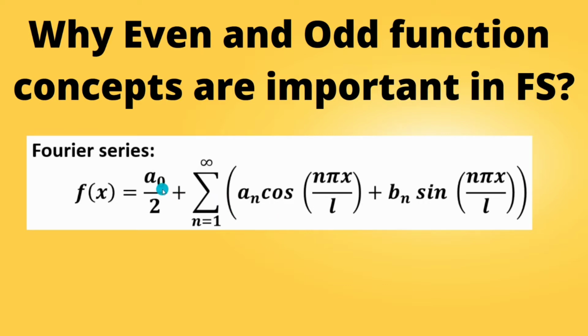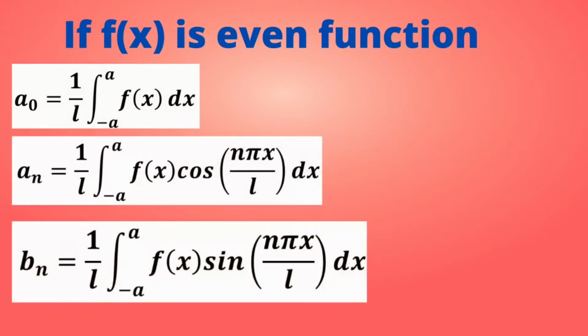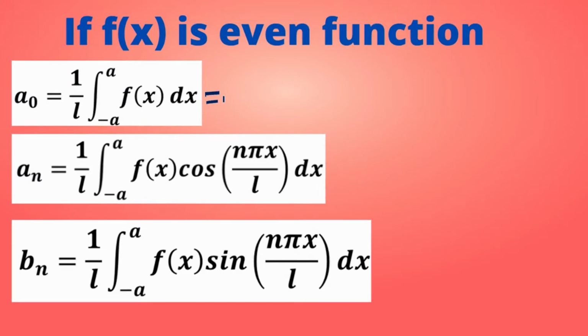And here we require the values of these constants a0, an, bn. How to find the values of a0, an, bn? So here, if our function f of x is an even function, then a0 is equal to 1 by L integral from minus a to a of f of x dx. And here, the integrand function is even and the integration is from minus a to a. Then we know that this integral is equal to, we can write, 2 by L integration 0 to a of f of x dx.